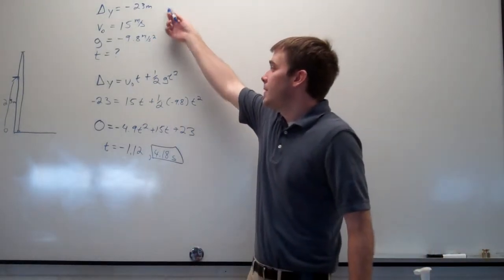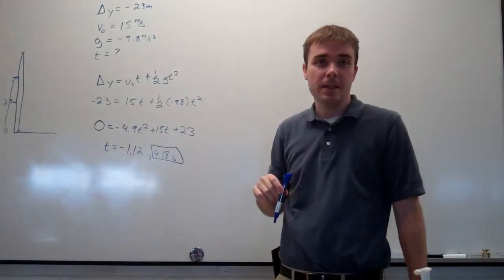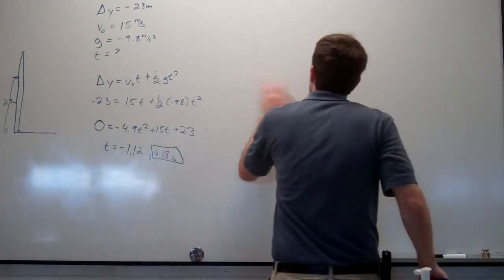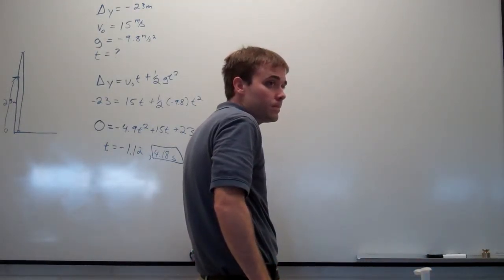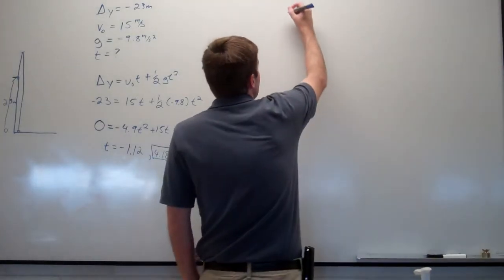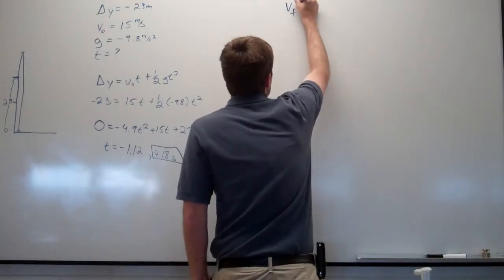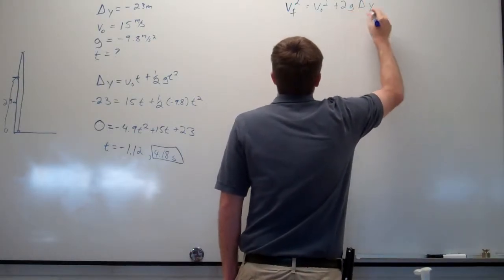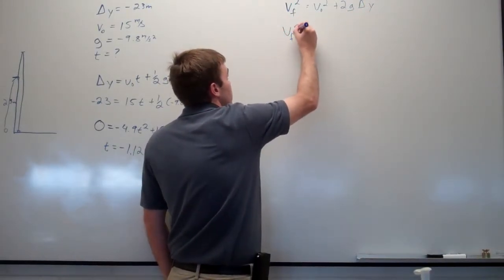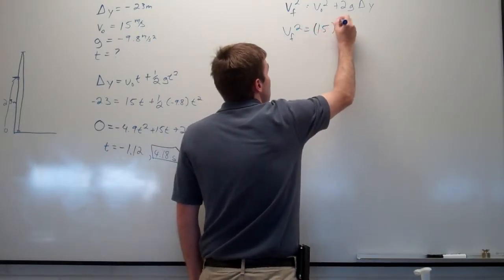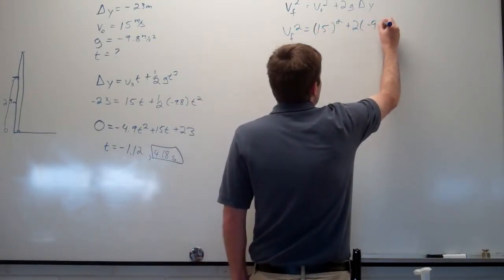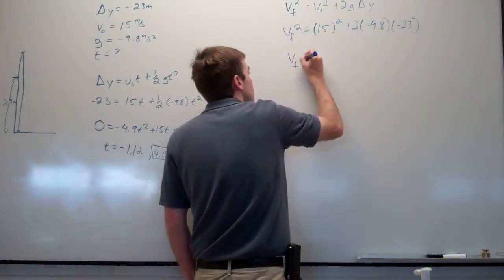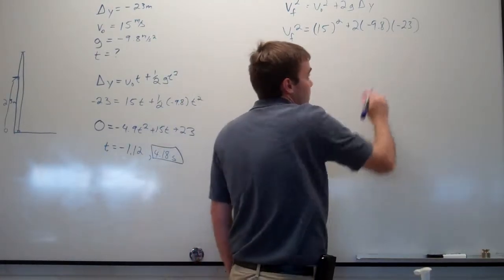Alright, alternate way to do this problem. We can use these three things to find VF, and then use that VF to find time. So what equation has final velocity without time? Third one is going to be VF squared equals VO squared plus 2g delta y. We have VF squared equals 15 squared plus 2 times negative 9.8 times negative 23. Somebody do this math and tell me what VF squared equals.